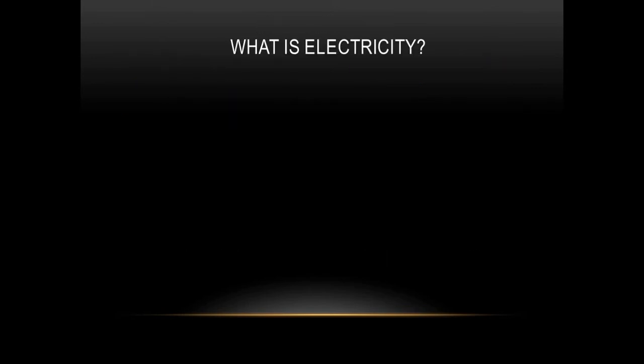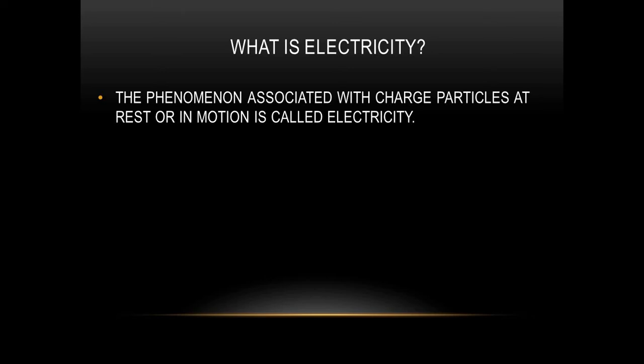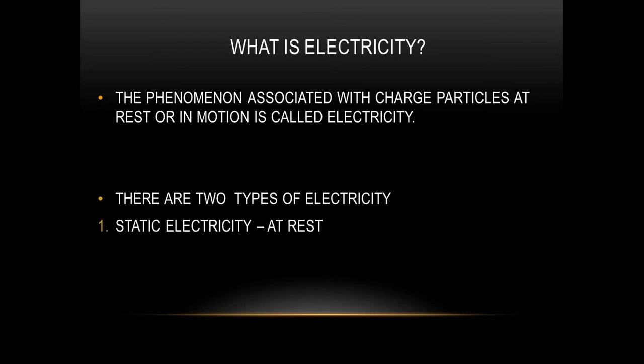Then, what is electricity? The phenomenon associated with charged particles at rest or in motion is called electricity. There are two types of electricity. Static electricity, which is the phenomenon associated with charged particles when they are at rest. And current electricity, which is to be discussed in our topic: the charged particles in motion, which is associated with certain phenomena that will be discussed here.